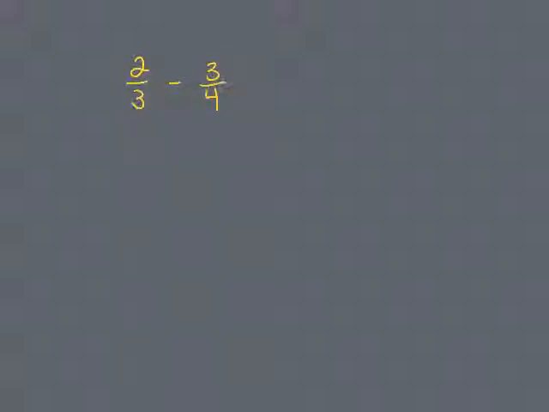Step 1, look for common denominators. We don't have common denominators. So step 2, create common denominators. Least common multiple here would be 12. So I'm going to rewrite this expression in terms of 12. Therefore, 3 times 4 equals 12. So therefore, 2 times 4 equals 8. 4 times 3 equals 12. So 3 times 3 equals 9.